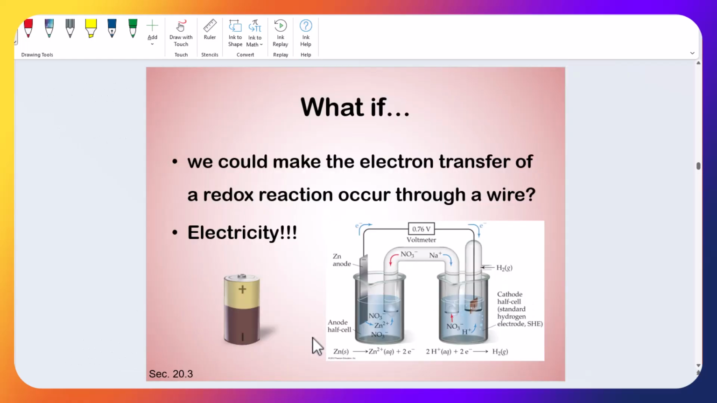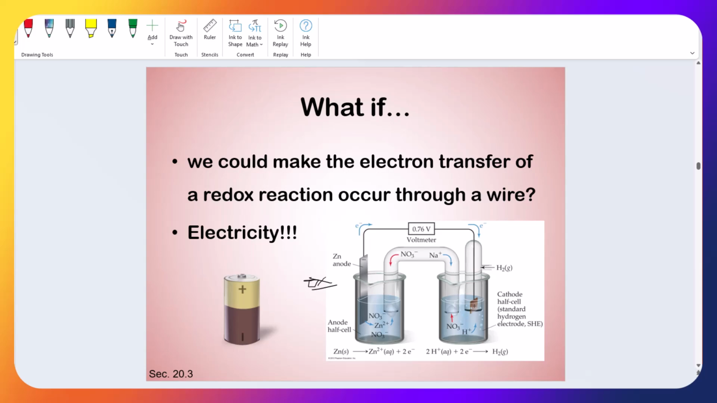All right, let's take a look. What if we could make the electron transfer in a redox reaction occur through a wire? We already talked about having the electrons being transferred directly from one atom to another atom or ion, and that is a redox reaction. But what if we could separate the metals or the species, and over on this side, we're going to have a zinc, what we call an electrode, and this is where oxidation is going to take place. So this will be our oxidation half reaction. You're already familiar, that's the loss of electrons. The zinc is going to give up electrons, let them go.